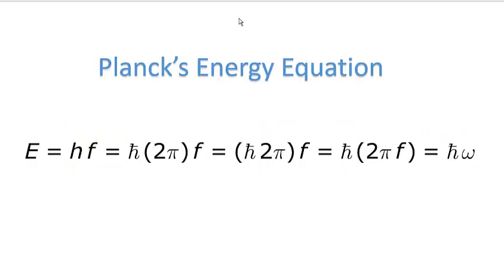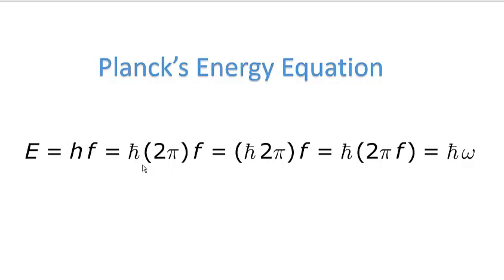So before I move on, I want to talk a little bit about Planck's energy equation. E equals Planck's constant times the frequency of light. I also want to emphasize this extra 2 pi that is in the equation. Non-reduced Planck's constant is 2 pi times reduced Planck's constant, or you could say that reduced Planck's constant is Planck's constant divided by 2 pi.